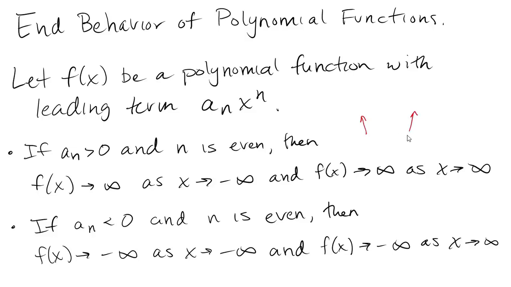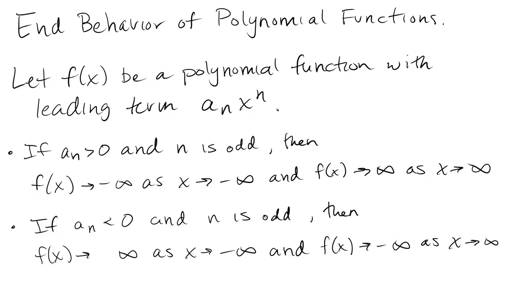It might have any number of bounces in the middle, or maybe like a parabola, it will just bottom out and come right back up. But both ends point up. That's the end behavior of one of those polynomials. If a sub n is less than 0 and n is even, then we're going to flip that over. F of x will go to negative infinity as x goes to negative infinity, and f of x goes to negative infinity as x goes to infinity. Both ends point downward. And again, there might be any number of bumps in the center, but the end behavior is determined by those two characteristics, that the leading coefficient is negative and n is even.